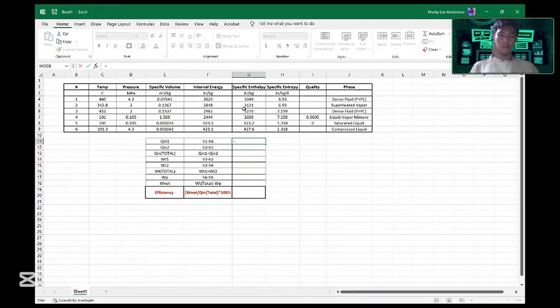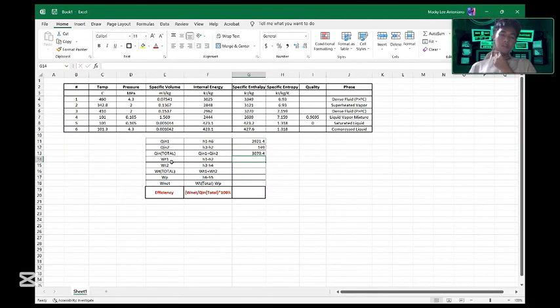Getting the values of H1 and H6. H1 minus H6. Next is for Q in reheater or Q in 2. H3 minus H2. Then after we get the value, just total the 2, plus.